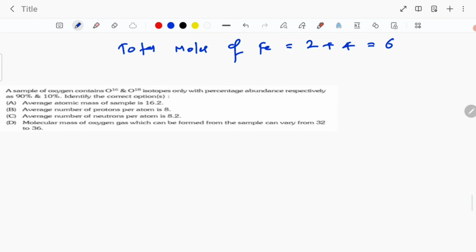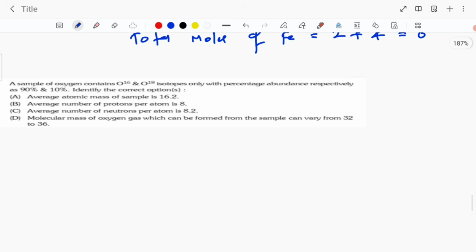Next question. A sample of oxygen contains O16, O18 isotopes only with percentage abundance respectively. So with this information, let us see further. First, everyone observe the question. See now, a sample of oxygen contains O16, O18 isotopes only with percentage abundance respectively as 90%, 10%, identify the correct option. Okay, so with this, how do we need to proceed? Here they mention O16 is equal to 90% and O18 is equal to 10%.